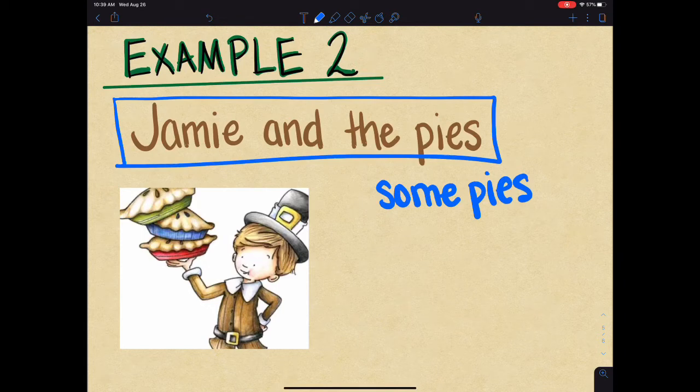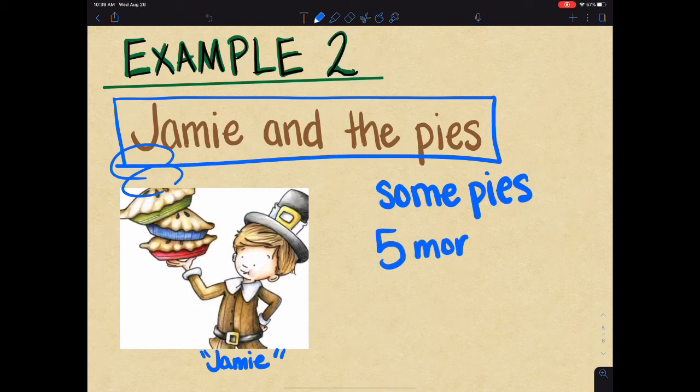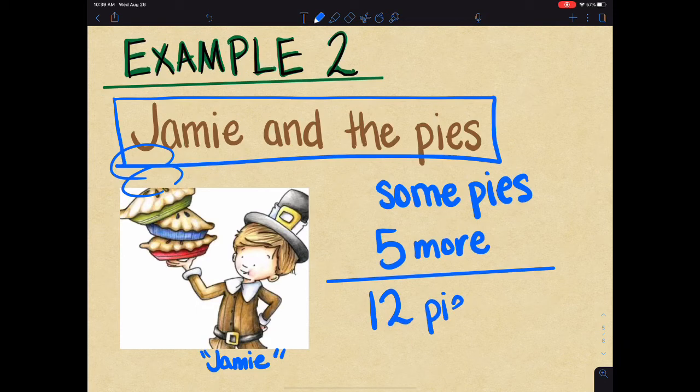I guess Jamie is a girl. I didn't realize that. I guess it could be a girl's name. So this is Jamie. He has way more pies on top of that, it sounds like. Anyway, he had some pies. Then Frank gave her 5 more pies. Okay. And it says, Jamie now has 12 pies. Okay. How many pies did Jamie have at first?